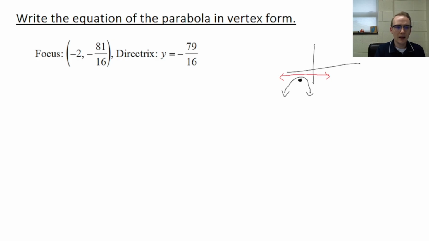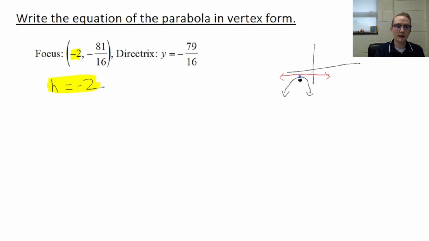Okay? And since we know this parabola is opening down, then we know that the vertex of our parabola, this little blue dot I made right here, has the same x-coordinate as our focus. Since this is opening down, our vertex and our focus are going to be the same distance left or right from the origin. The only difference in their coordinates is going to be the y value. So we can say that h is equal to negative 2, the same as the x-coordinate of our focus.